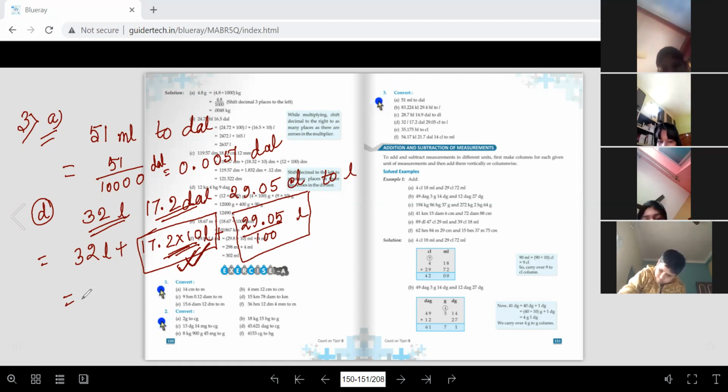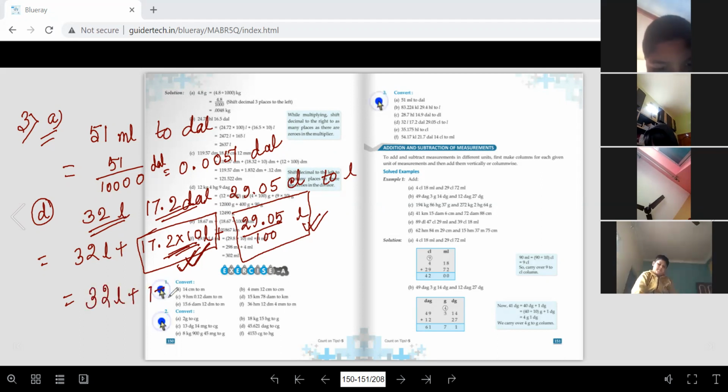Ma'am, what Debolin said, can you please tell me this one? This box part. 29.05 by 100, from centiliter to liter. Yes, ma'am, it's correct. Very good. Okay, so just add them.